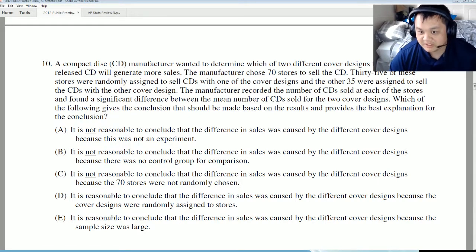But make sure that you understand that it is reasonable here because when they randomly assign the CD with the covers, that's basically randomizing the treatment. Okay? Right. Good. Any questions about that? About the store? Were you tripped up by the 70 stores part? Yeah, I'm good with this one. Okay.